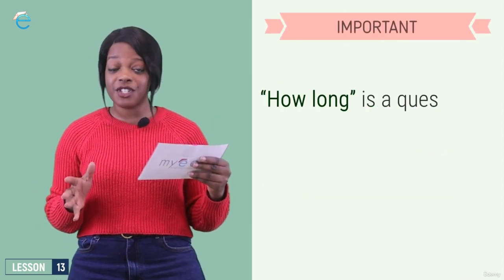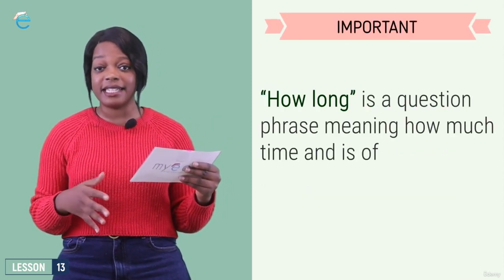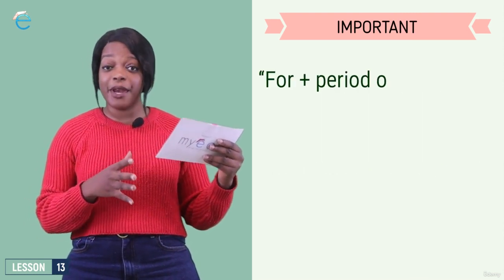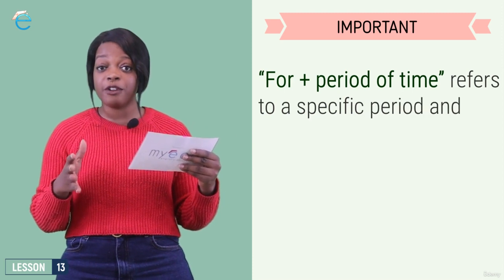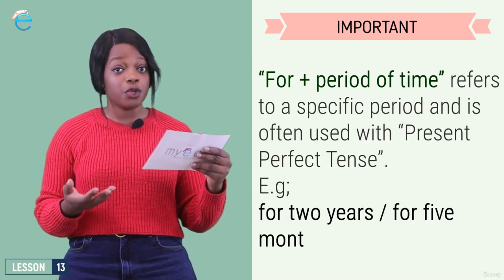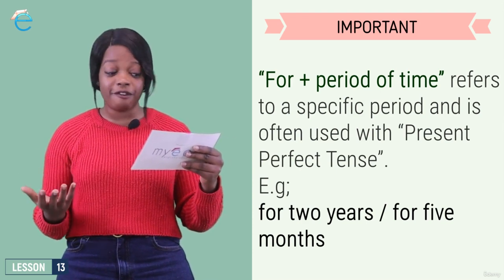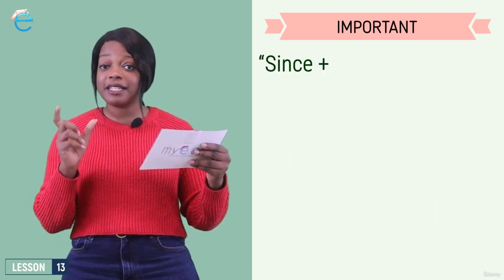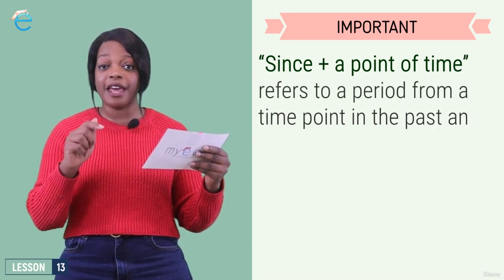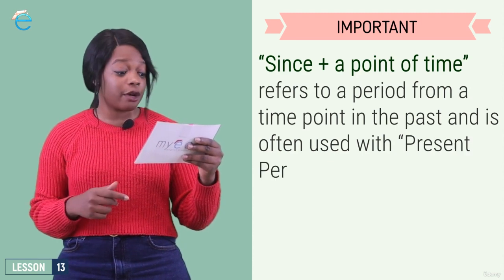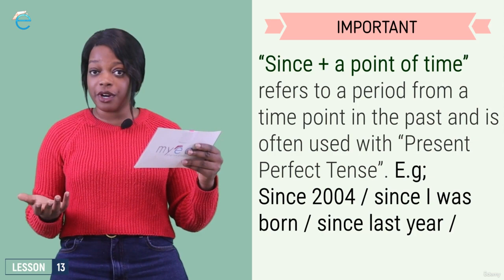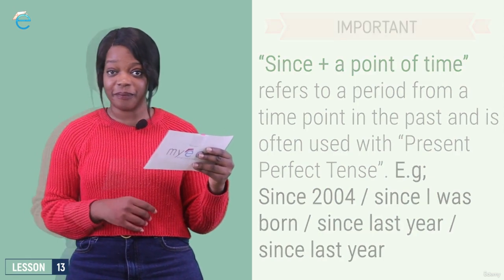How long is a question phrase and has the same meaning as how many or how much time. For plus a period of time has the same meaning, showing us a specific amount. For example, for 2 years or for 5 months. Since plus a point in time refers to a specific time when that action began. For example, since 2004, since I was born, since last year.